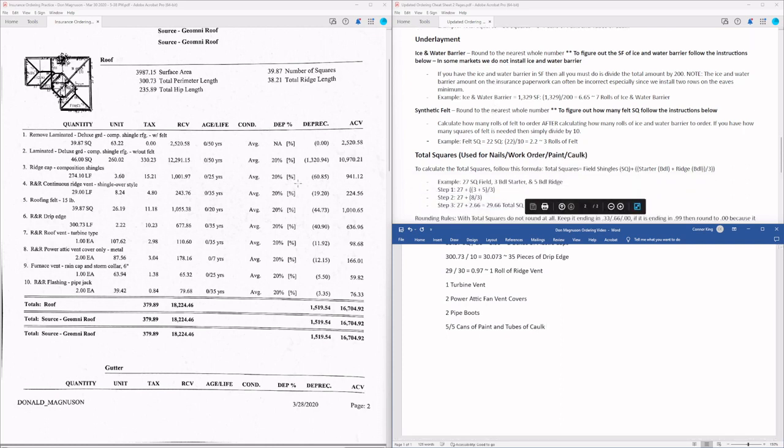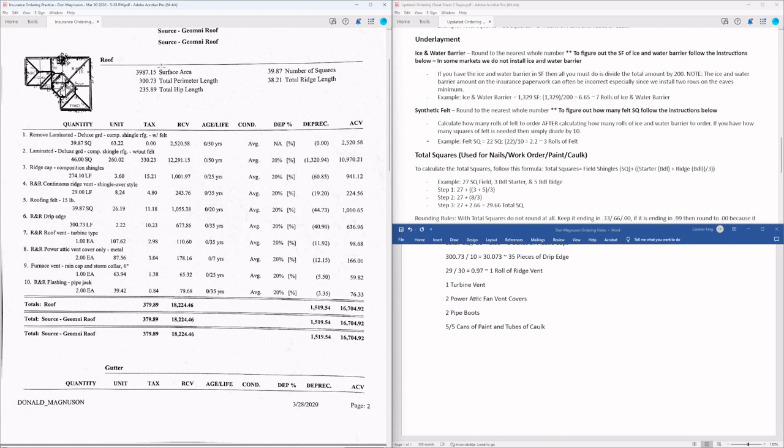Next, we have the ice and water barrier. Now, if you notice on the insurance estimate, under all of these line items, you do not see ice and water barrier. I do see felt, which is another type of underlayment, but I don't see the ice and water barrier. Now, for simplicity in this video, we're not going to go through how to calculate ice and water barrier. I can make a video of that later using an eagle view where we have some exact measurements. Because to determine the ice and water barrier, you're going to need some pretty accurate measurements of the eaves and the valleys. And from this photo, I cannot see much.